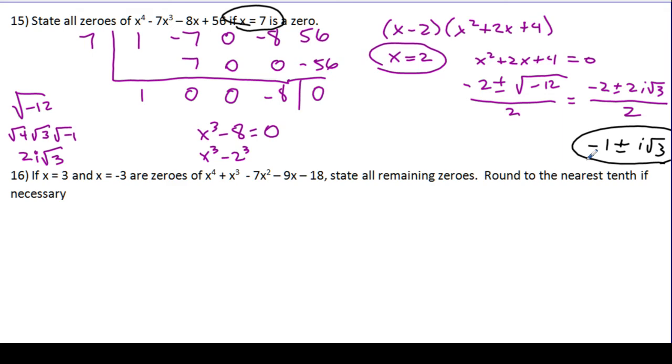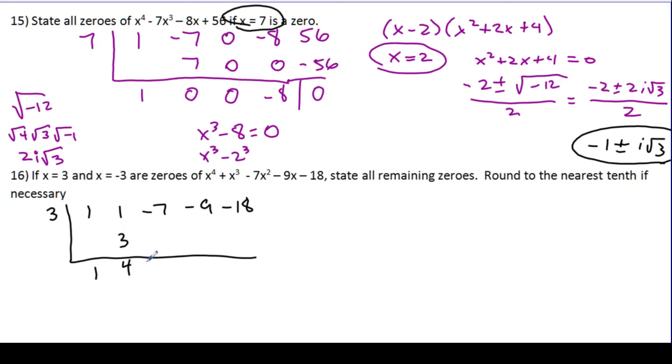Okay, problem number 16 is very similar, except we're going to have to do division twice in this problem, right? Because we have this giant expression, x to the fourth, x cubed, minus 7x squared, minus 9x minus 18. We don't know how to factor that, right? I'm going to start off by taking this first expression, 3, and I'm going to do the same thing like we just did in 15. I'm going to do division, and I'm going to say 1, 1, negative 7, negative 9, and negative 18. Didn't miss anything. 4, 3, 2, 1, 0. That's good. Okay. So I'm going to bring down my 1, and let's do synthetic division again.